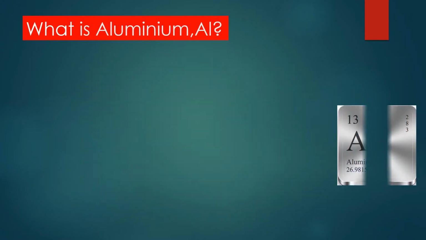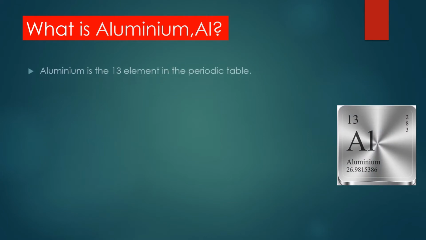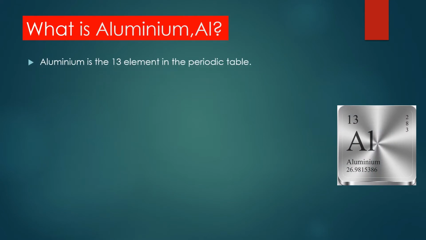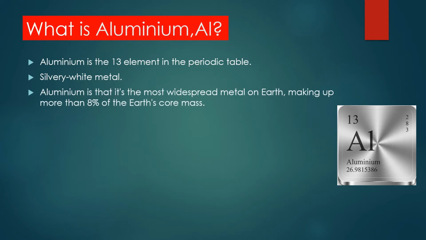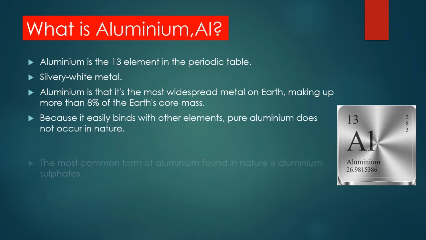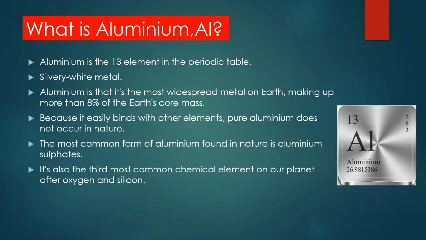What is aluminium? Aluminium is the 13th element of the periodic table. The color is silver, white metal. Aluminium is the most widespread metal on Earth, making up more than 8% of the Earth's crust mass. And these are the facts.